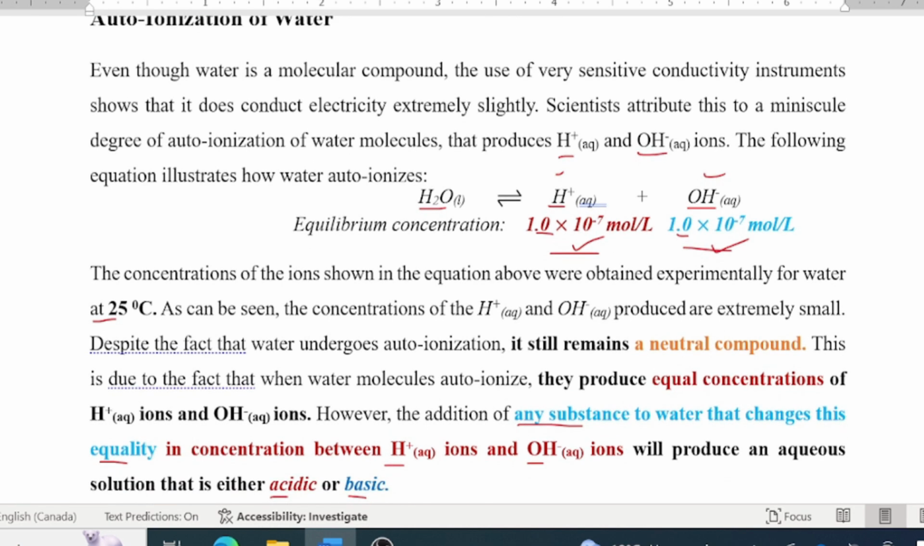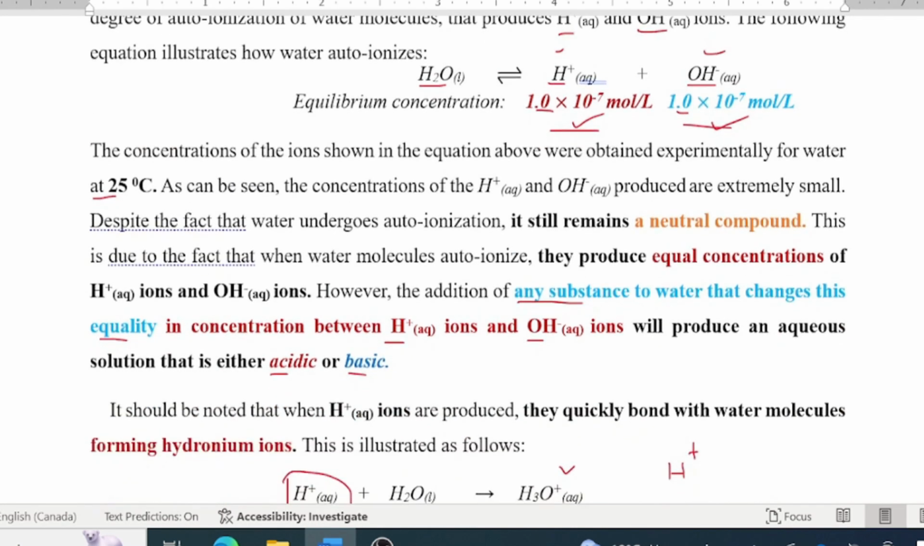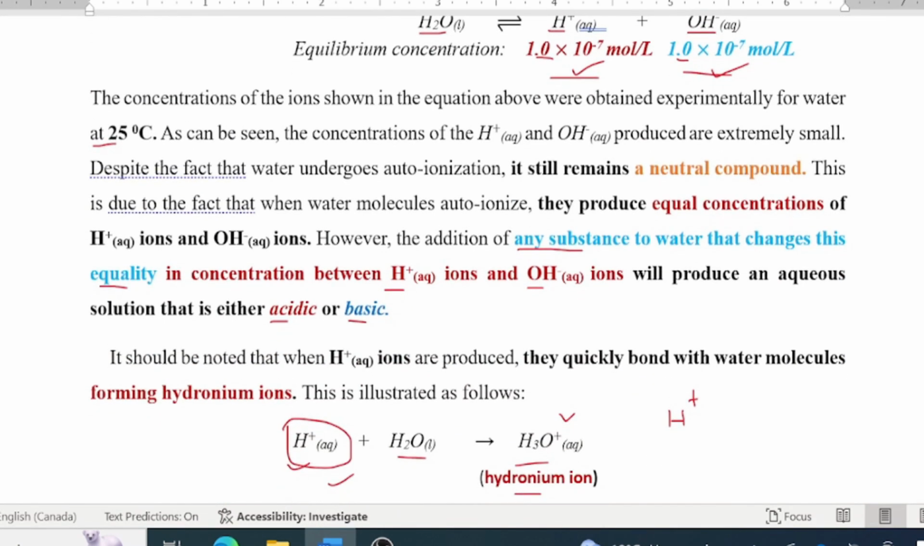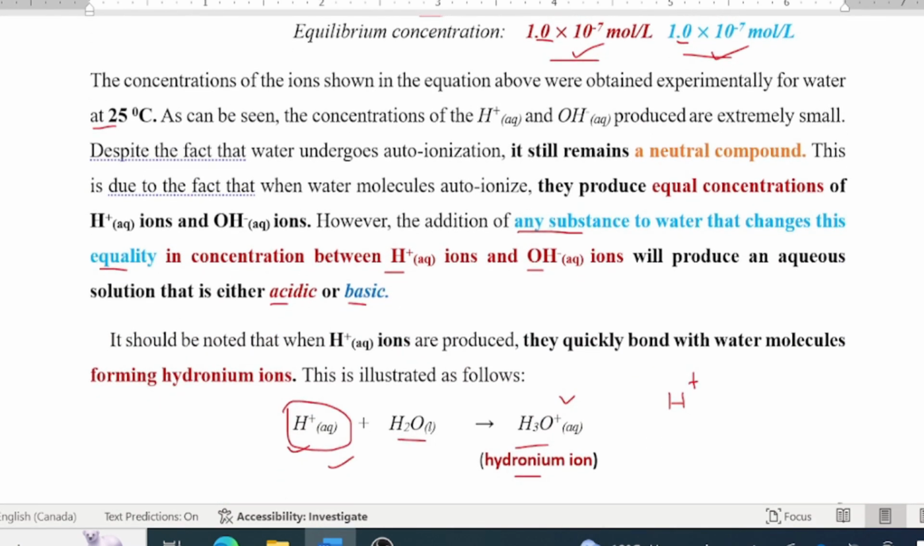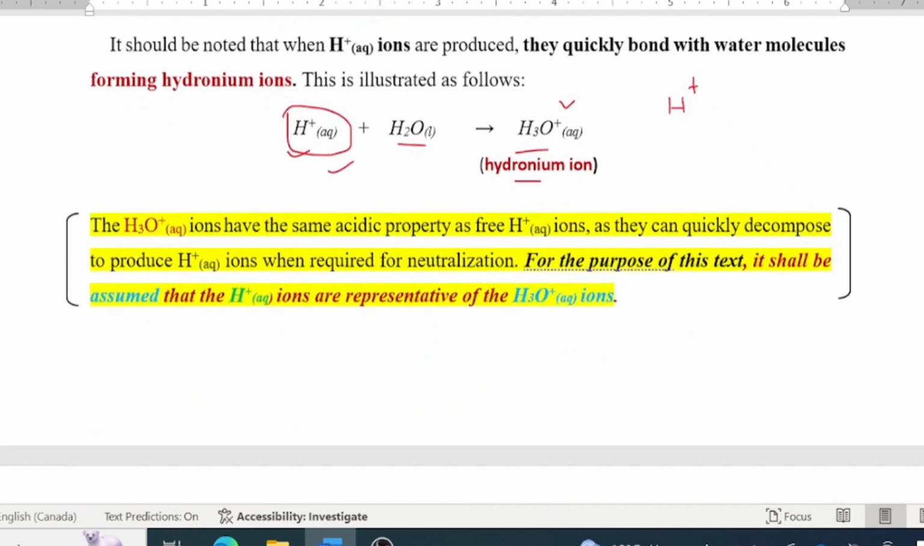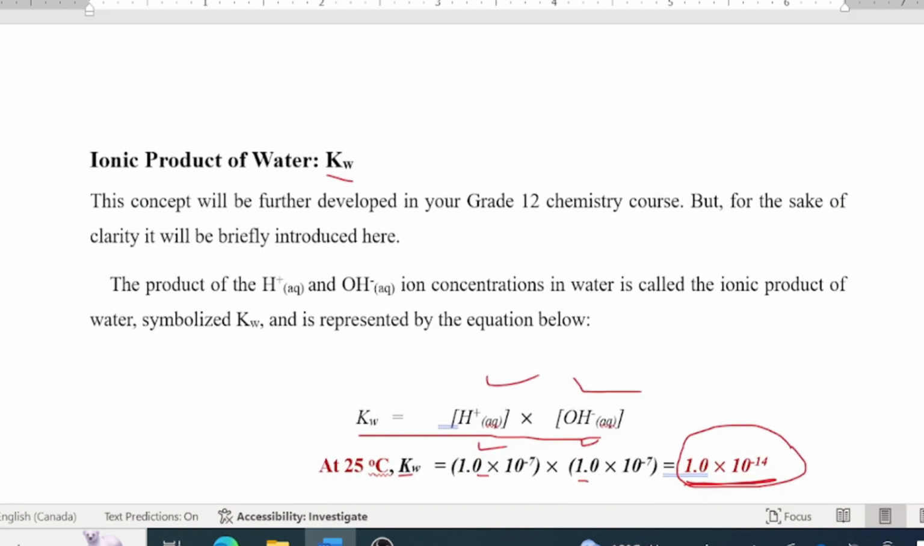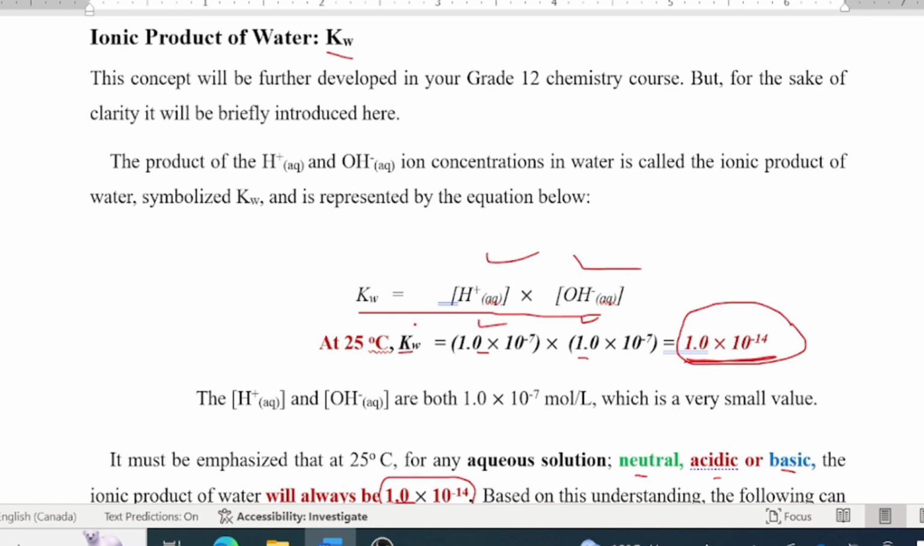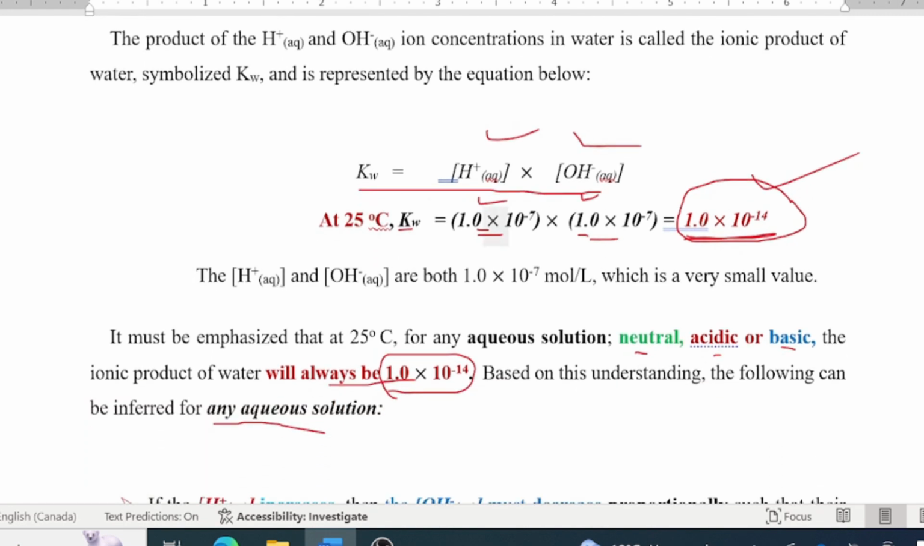Therefore, water is neutral. Anything that adds to the water that upsets that balance will either make it acidic or basic. So what we're saying here is that at 25 degrees Celsius, because this is a constant value, we can multiply that and we call that value Kw, which is 1 times 10 to the negative 14. So the point being made is, regardless if it's pure water, a basic solution, or an acidic solution, the Kw of water must stay constant at 25 degrees Celsius.